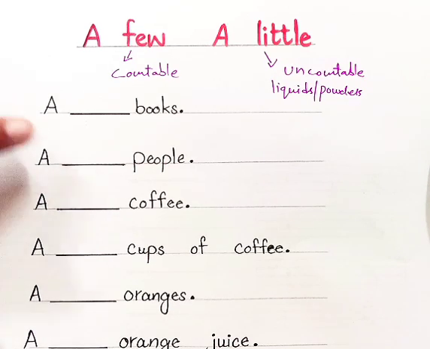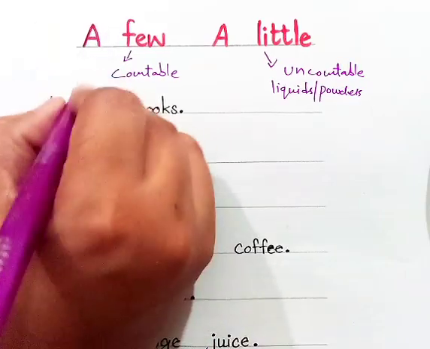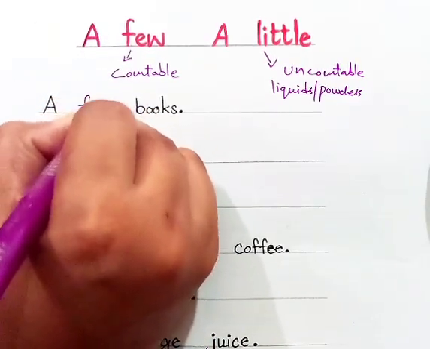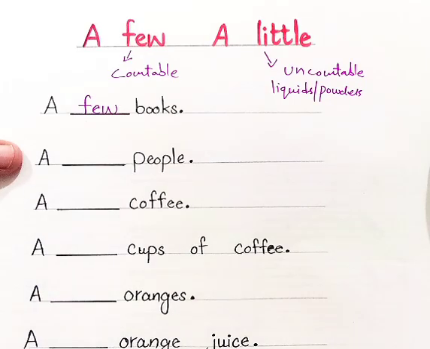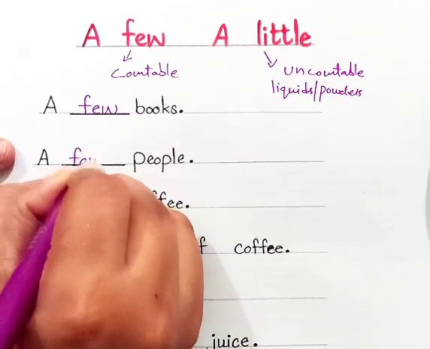First one is a blank books. So books we can count. Books are not included in uncountable nouns. Books are countable nouns. We can count the books. So for countable nouns we use few. A few books. A blank people. We can also count the people. So for countable nouns we use the word few.